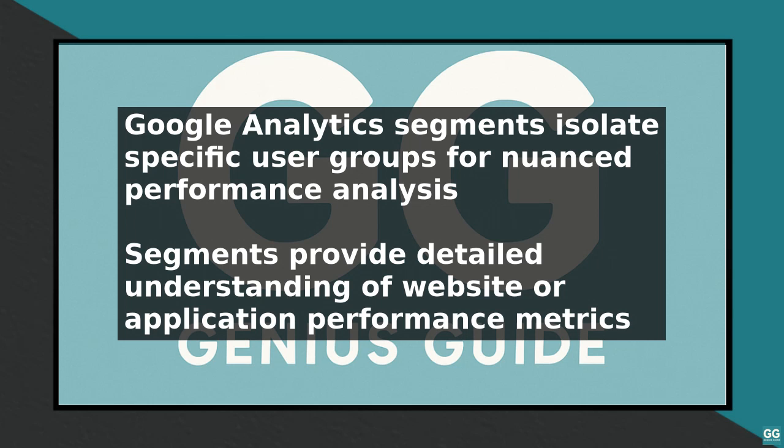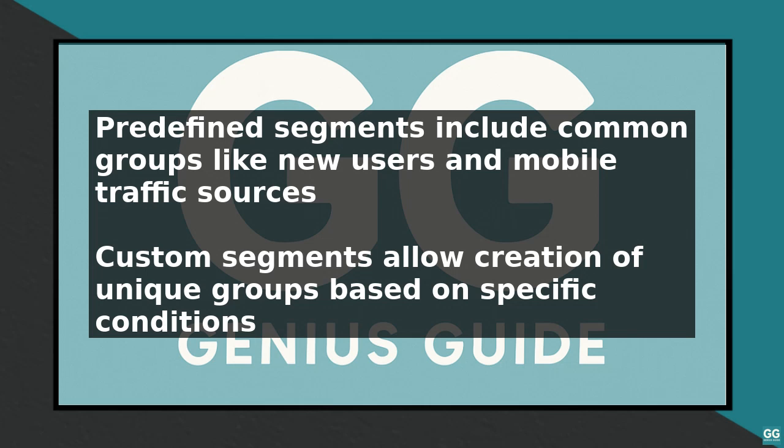Understanding segment types. There are two main types of segments in Google Analytics: predefined and custom segments. Predefined segments are provided by Google Analytics and include common groups such as new users, returning users, and mobile traffic. Custom segments, on the other hand, allow you to create unique groups based on specific conditions such as demographics, behavior, or traffic sources.